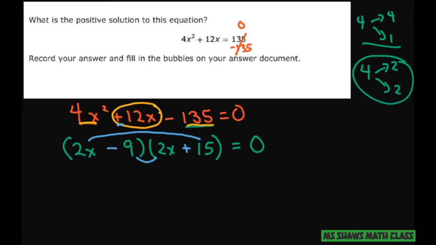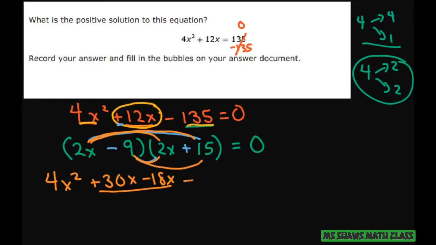And it looks like with this first try that we got it, because if you FOIL this out, you get 2x times 2x gives you 4x squared. Then you multiply these two and you get 30x. Multiply these two, minus 18x. That does give you your 12x, which is what we needed. And then, of course, these two multiplied to negative 135.